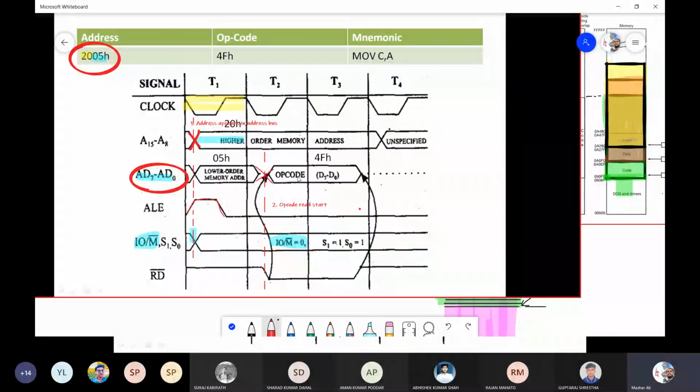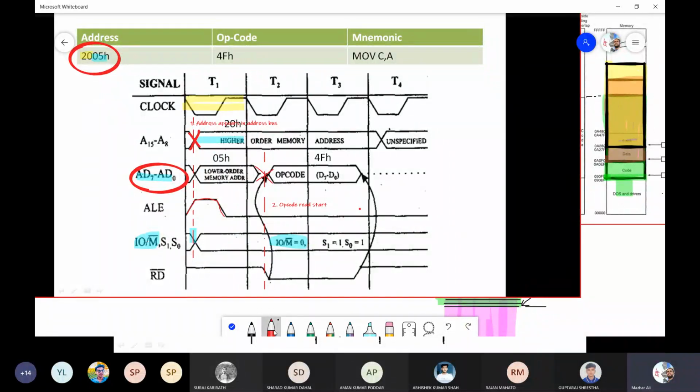What is the opcode? The opcode is 4FH, which is the binary equivalent of move data from A to C, or move from register A to register C. So this is the instruction, move from register A to register C, and the binary equivalent, or the opcode, for that is 4FH. Some people might be wondering what 4FH is.